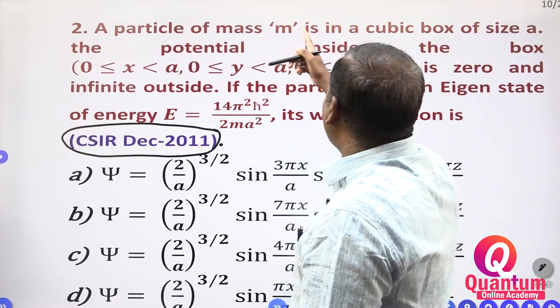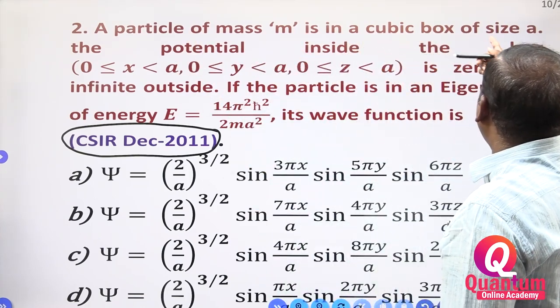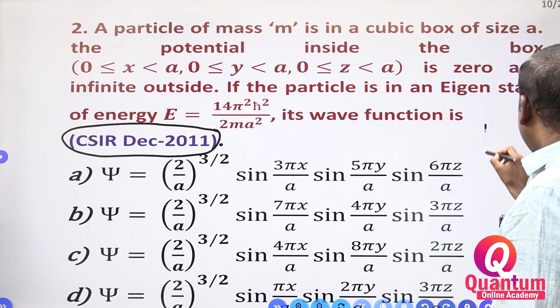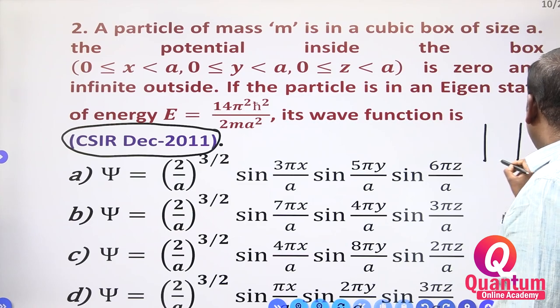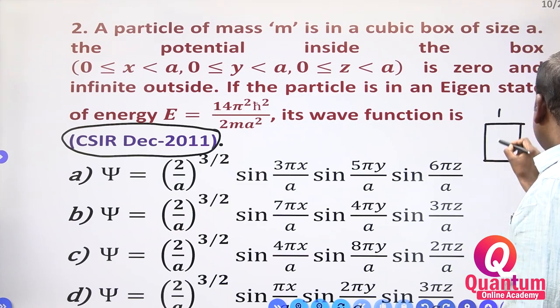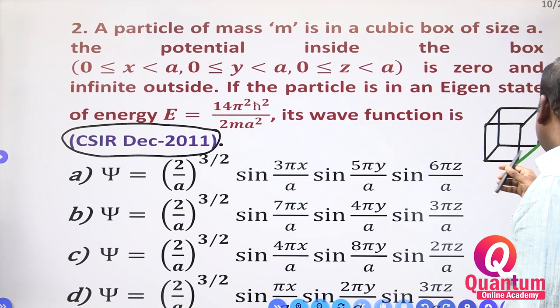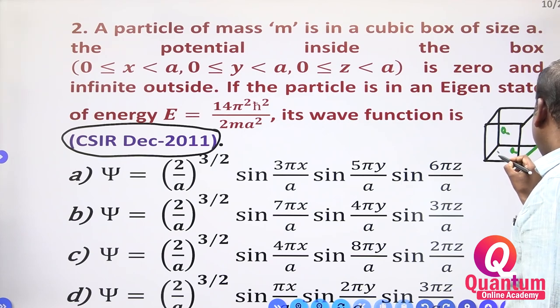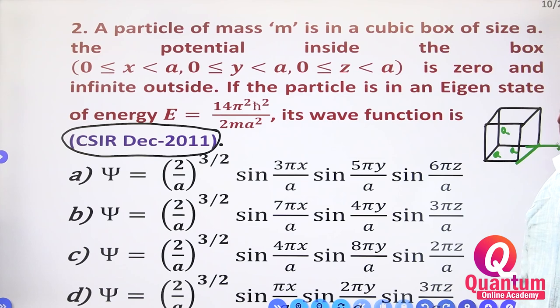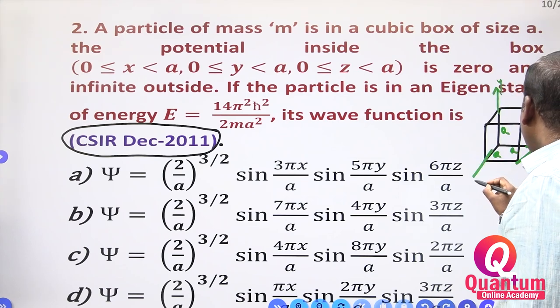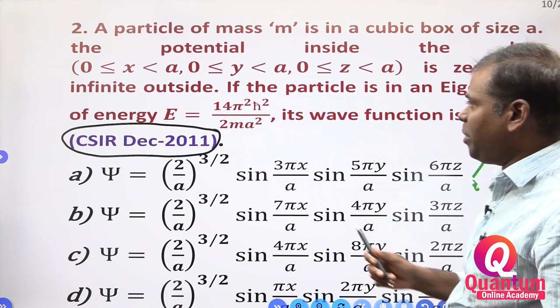A particle of mass m in a cubic box of size a. One box is there, that box is a cubic box. The size of that box is a; the length, breadth and width are all a. Maybe you have to take the x axis, the y axis, the z axis, wherever it may be.